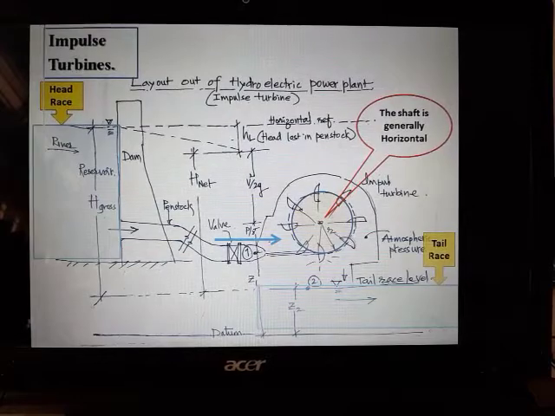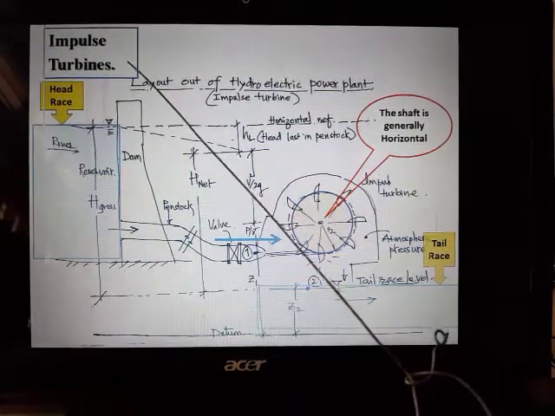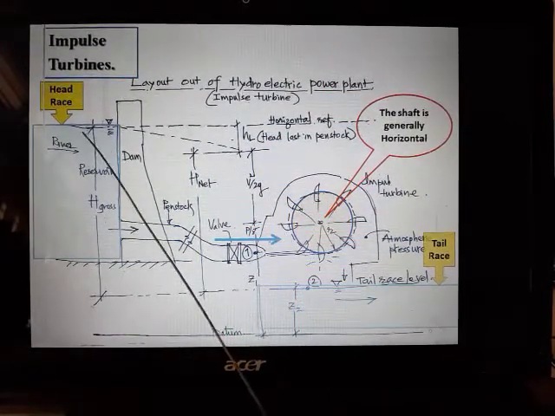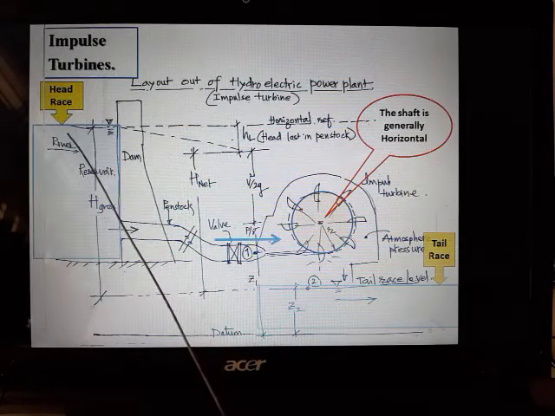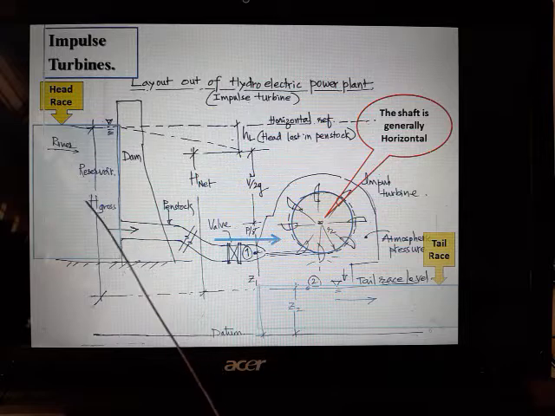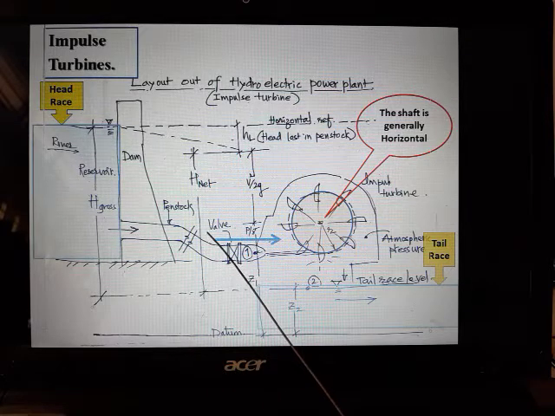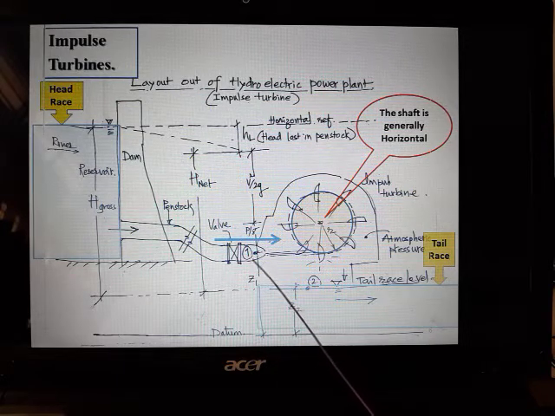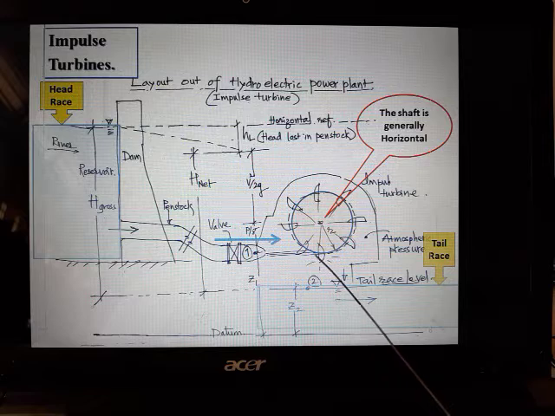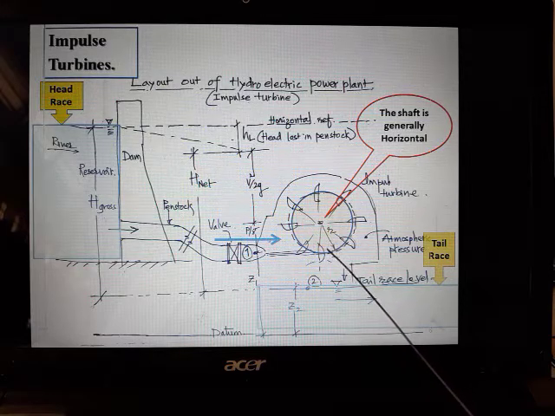Okay, here it is an impulse turbine. Again, the water level behind the dam is known as head race, the top surface of the reservoir. There is a penstock which takes the water from the reservoir. There is a control valve, and then here the water is forced onto the vanes.